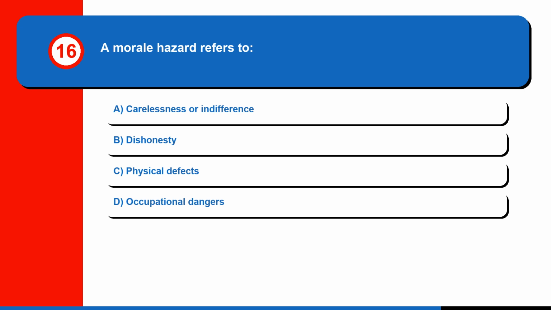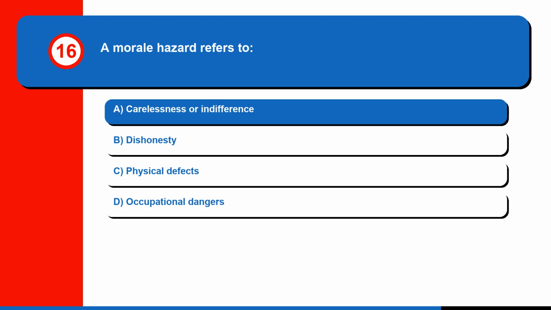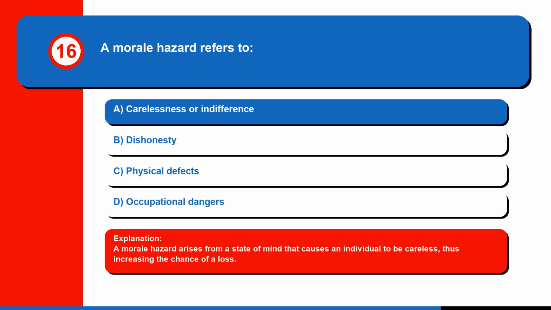Question 16. A morale hazard refers to A. Carelessness or indifference, B. Dishonesty, C. Physical defects, or D. Occupational dangers. The correct answer is A. Carelessness or indifference. A morale hazard arises from a state of mind that causes an individual to be careless, thus increasing the chance of a loss.